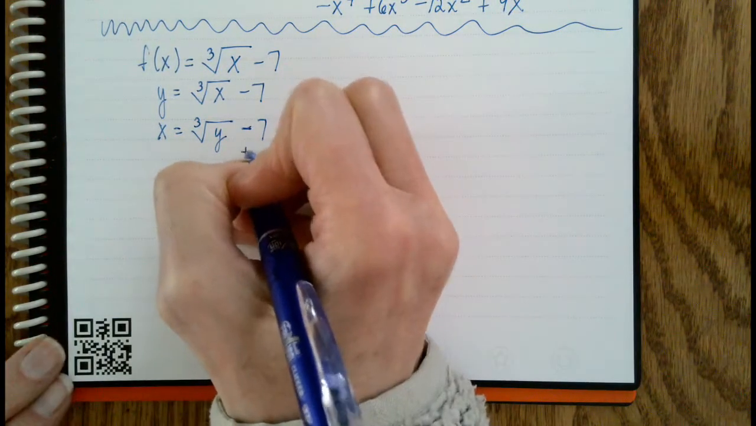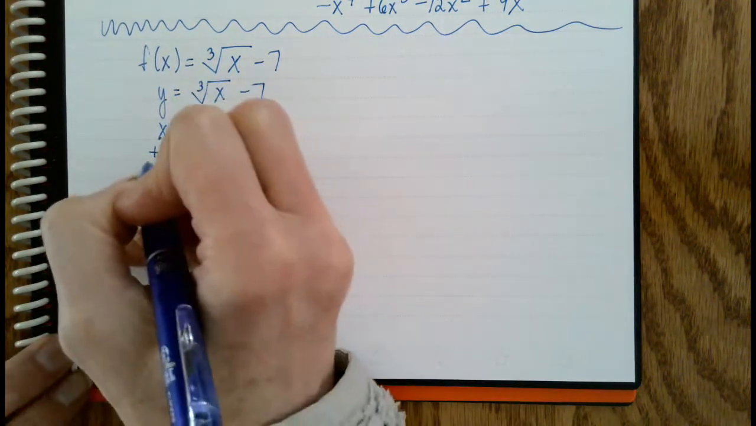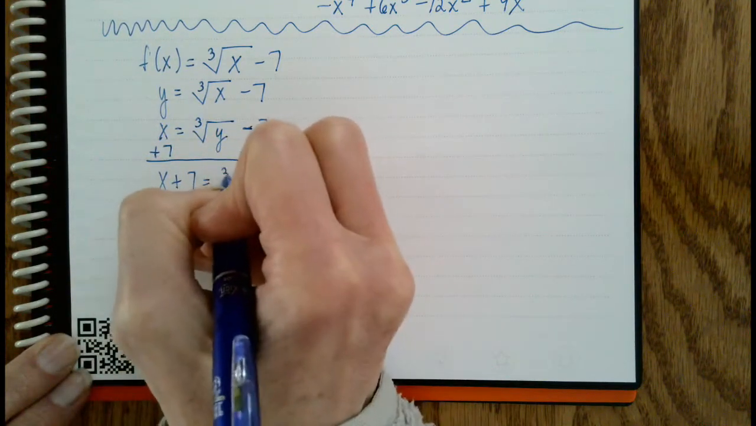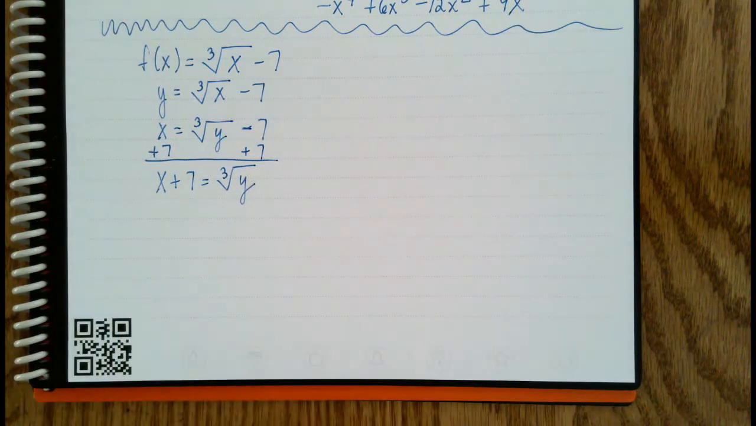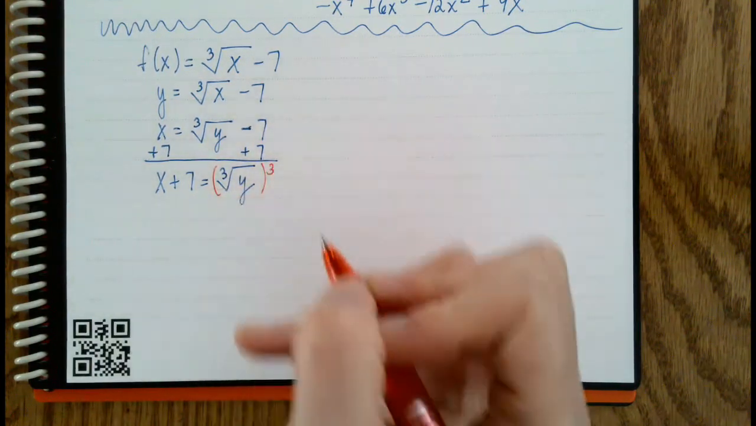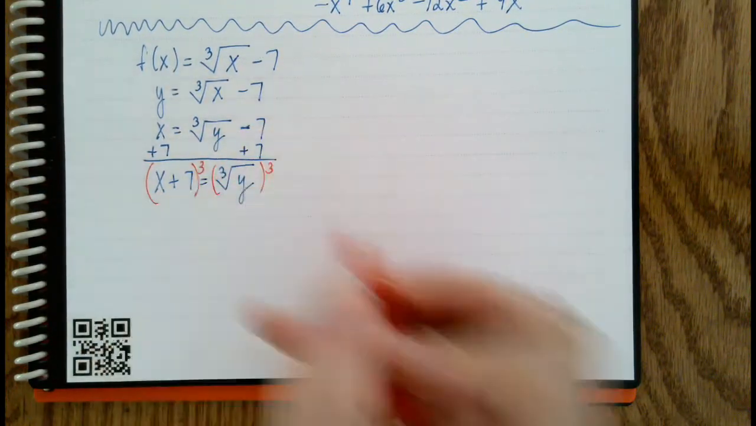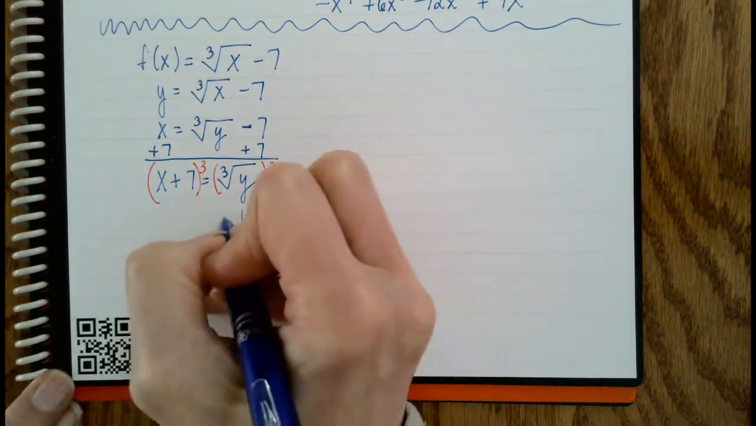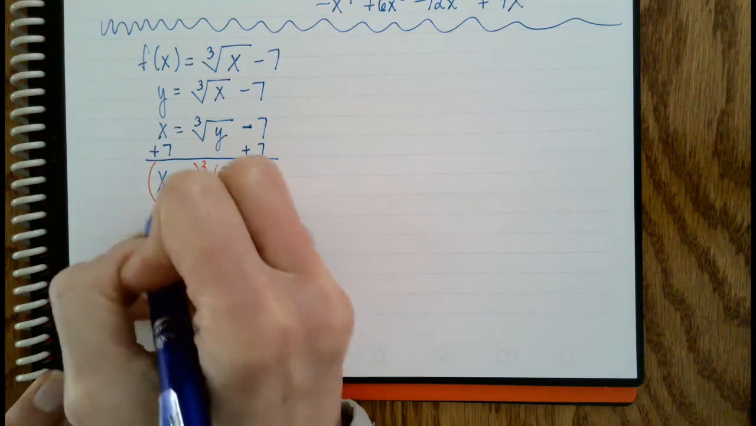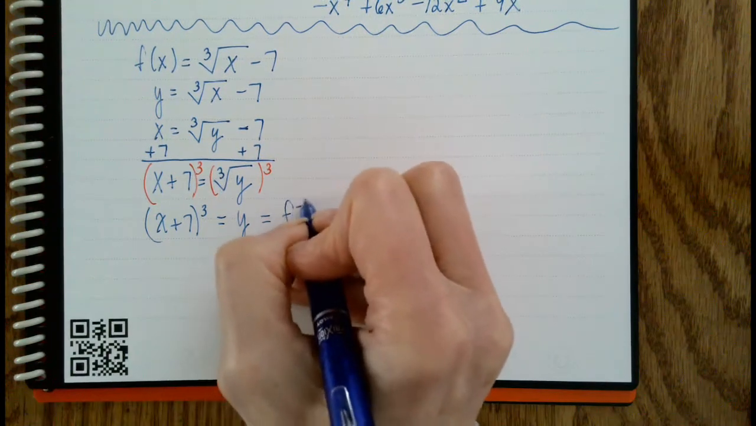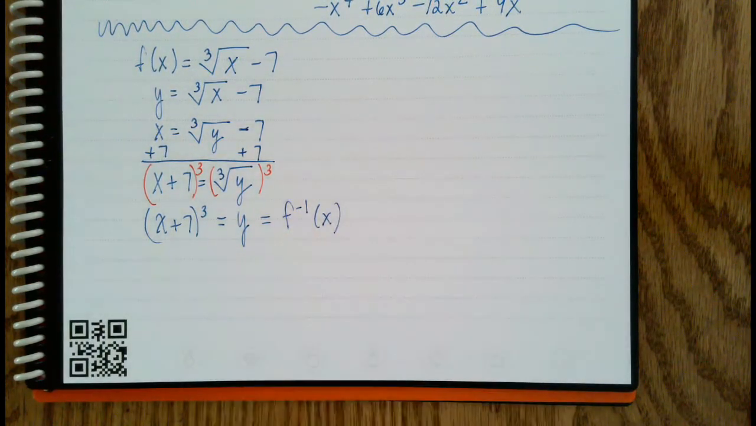We're going to add 7 to both sides because ultimately what we're trying to do now is solve for y. And then what happens is if we undo this cubed root by its inverse operation of cubing, the cubed root and cubing cancel each other out, and we get y equals x plus 7 cubed. This is the inverse function.